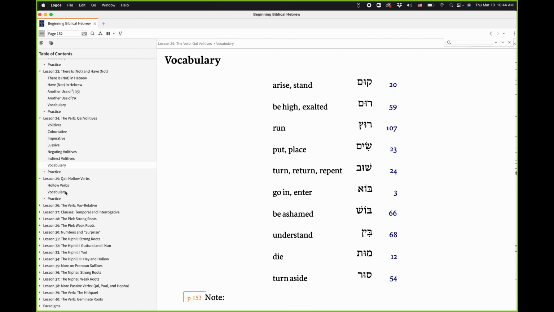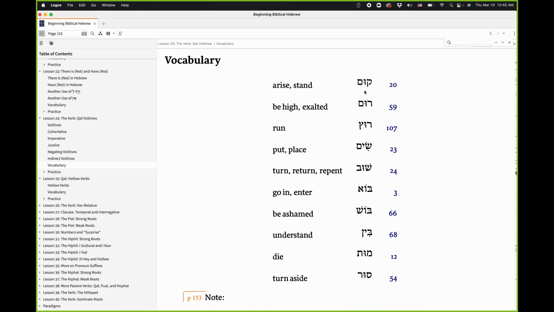All right, so let's talk about the forms first. A hollow verb is a verb that has three root letters, but the middle root letter is different. So qum has three root letters: qof, vav, and mem. Rum, sum, these have three root letters: sin, yod, and mem. The thing that makes it a hollow verb is that the second root letter is technically a vowel letter rather than a consonant letter. So qum is only two consonants. It's three letters, qof, vav, mem, but it's only two consonants, qof and mem. That's what makes it hollow. That's why we call it hollow, because it's got a consonant, and then the middle is hollowed out with a vowel.